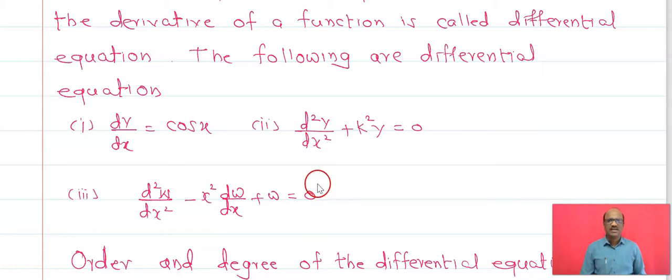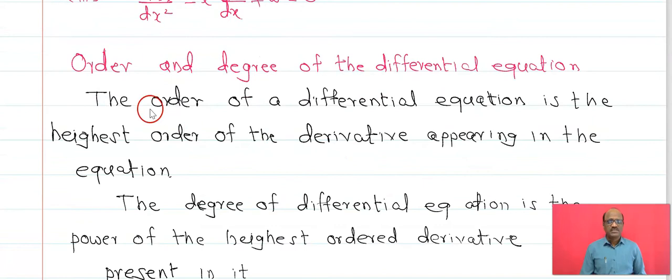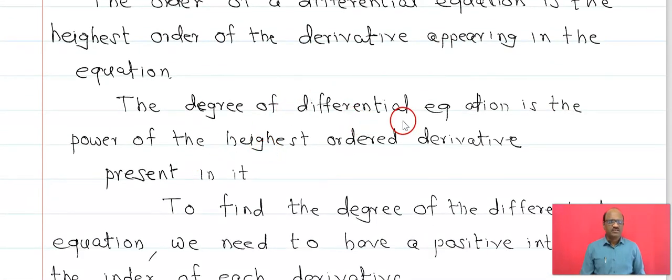Differential equation म्हणजे काय की ज्यामध्ये डिफरन्शियल डेरिव्हेटिव्हच्या टर्म्स असतात, they are called differential equations. Now the next is order and degree of the differential equation. The order of a differential equation is the highest order of the derivative appearing in the equation. The degree of the differential equation is the power of the highest order derivative present in it.